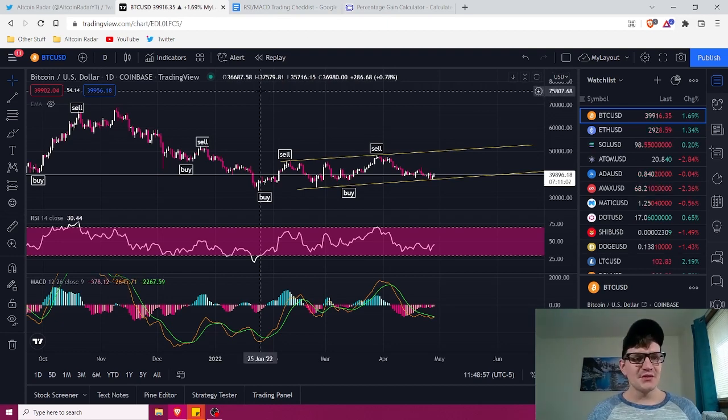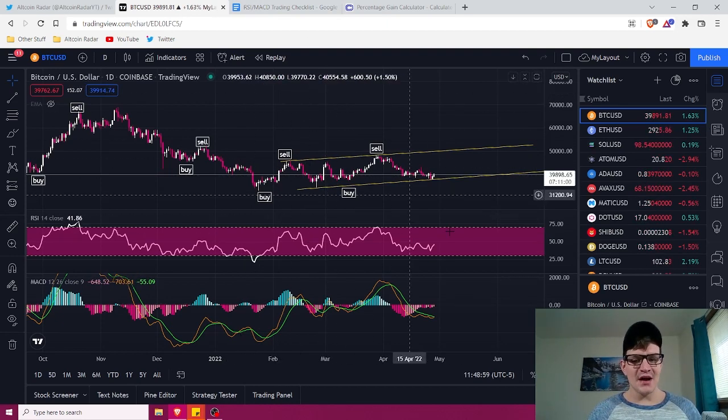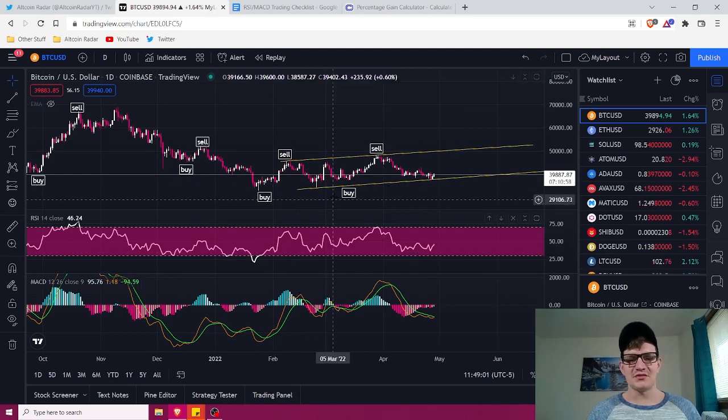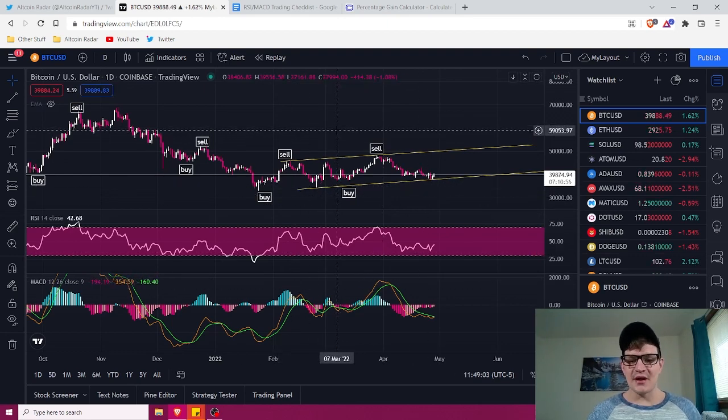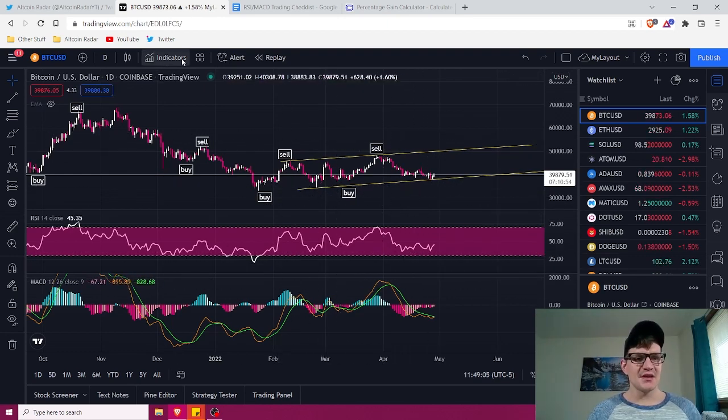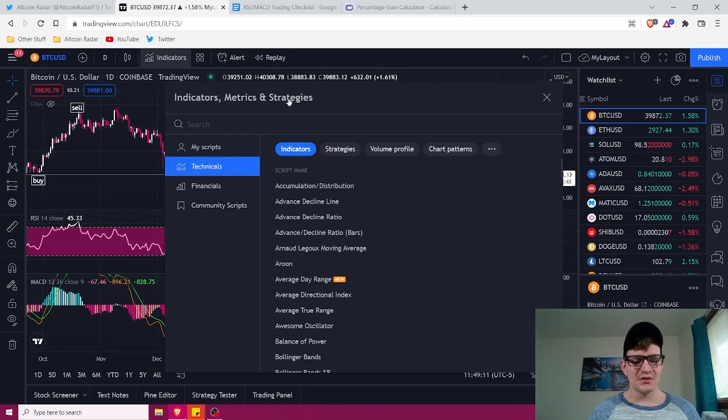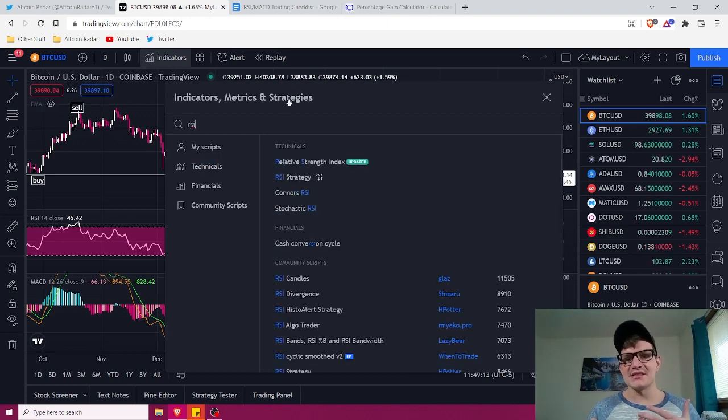If you're not familiar with TradingView yet, and you're brand new to it, after you set up your account, you want to go to the indicators up here and type in RSI, okay? RSI stands for Relative Strength Index. I'm not going to spend the time in this video to explain what a Relative Strength Index is. Just know that you need it for this specific checklist, okay?